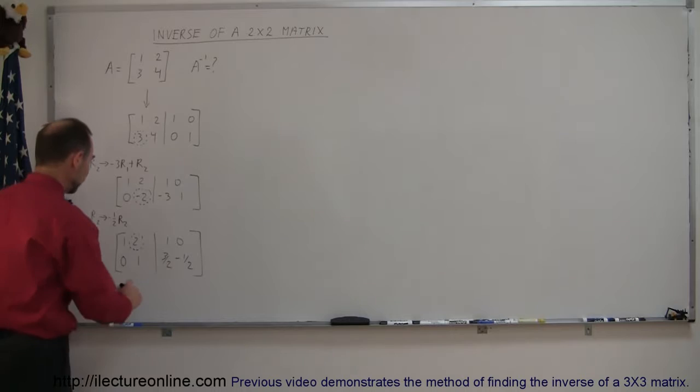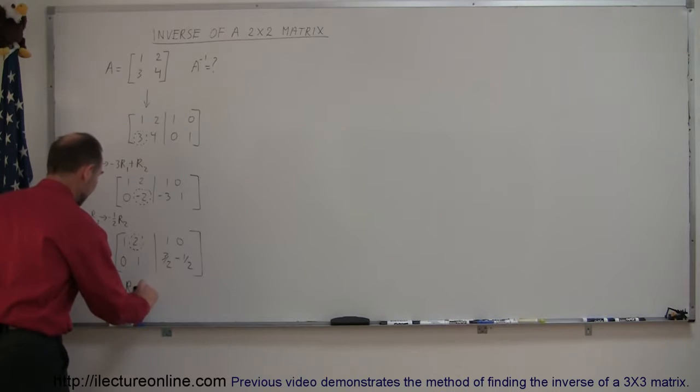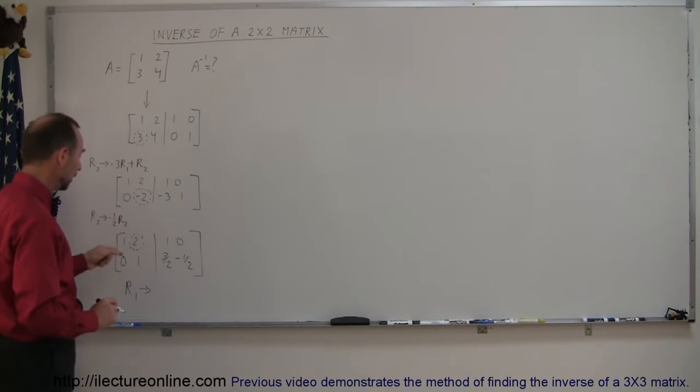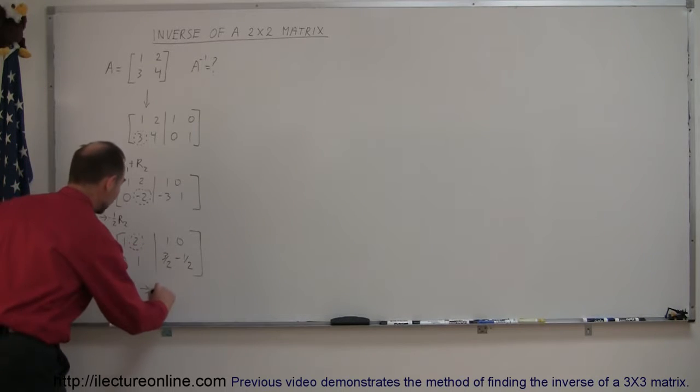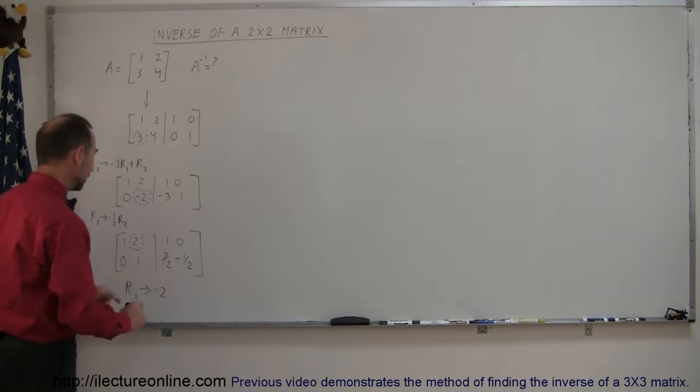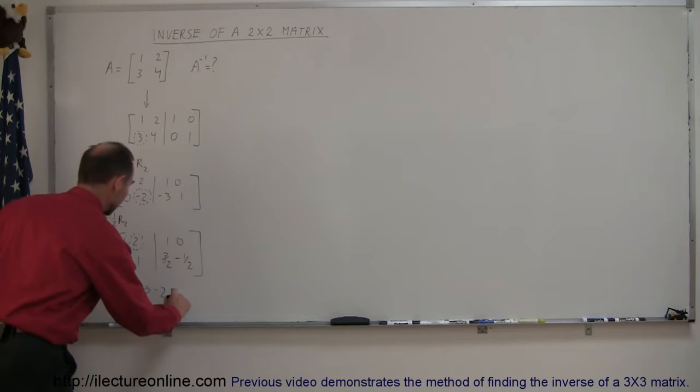The way we do that is we take the first row, because that's where the change has to happen. Then we take the negative of the number that we're trying to change, so negative 2, multiply it times the row that has the 1 in it, which is R2, and add it back to R1.